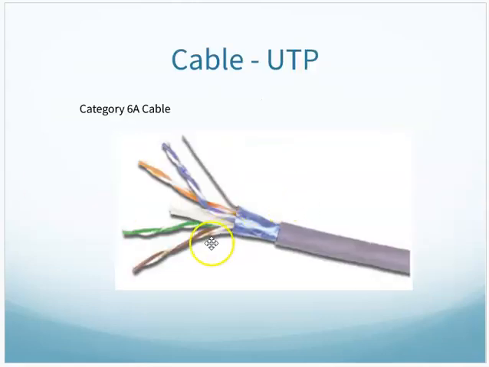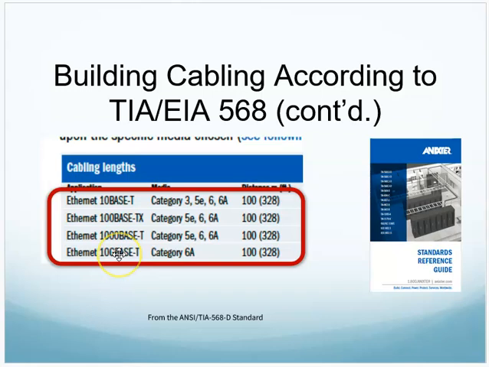Category 6A, they start putting shielding around the outside. Again, I'm able to put more signal through, so get more bandwidth out, but this structure was needed to be able to do that. And now we're firmly into the 10 gig capability with your 6A.